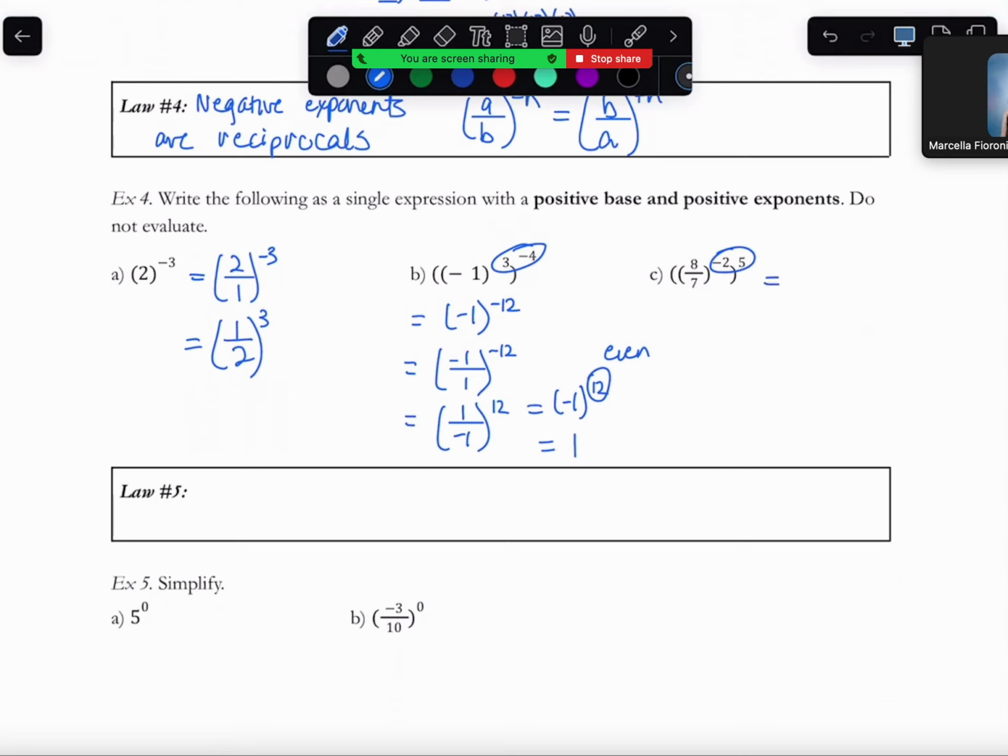Same deal here. I'm going to multiply the exponents. I get negative 10, and I'm going to write it as the reciprocal to a positive exponent.